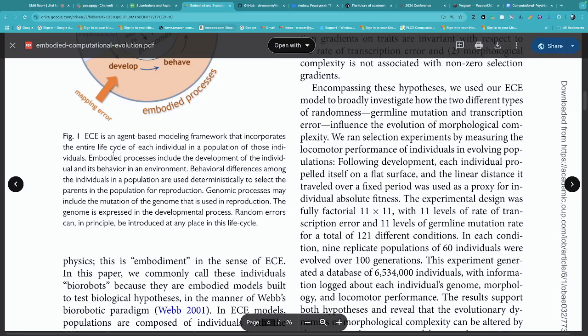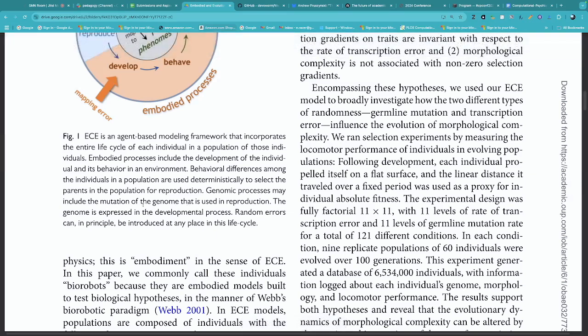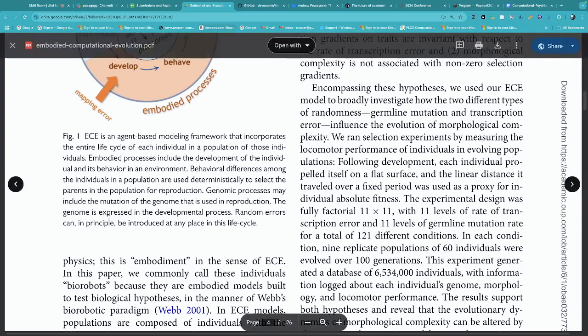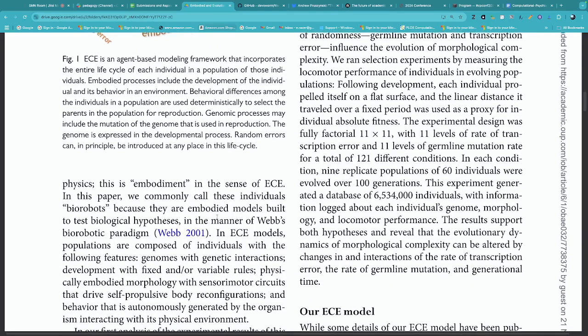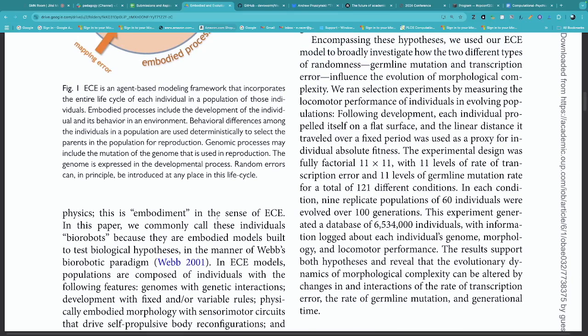Behavioral differences among the individuals in a population are used deterministically to select the parents in the population for reproduction. Genomic processes may include the mutation of the genome that is used in reproduction. The genome is expressed in the developmental process. Random errors can, in principle, be introduced at any place in this life cycle. So we have this approach to embodiment.